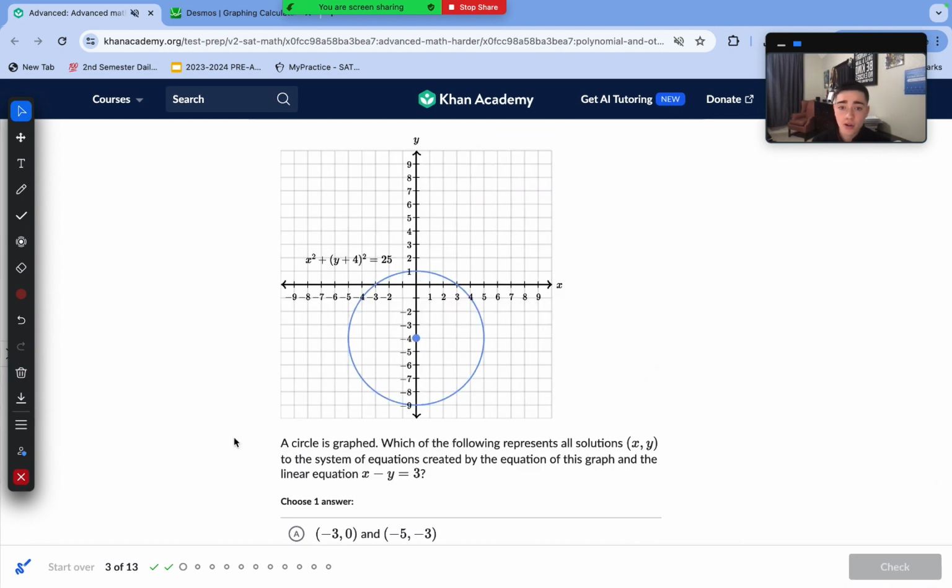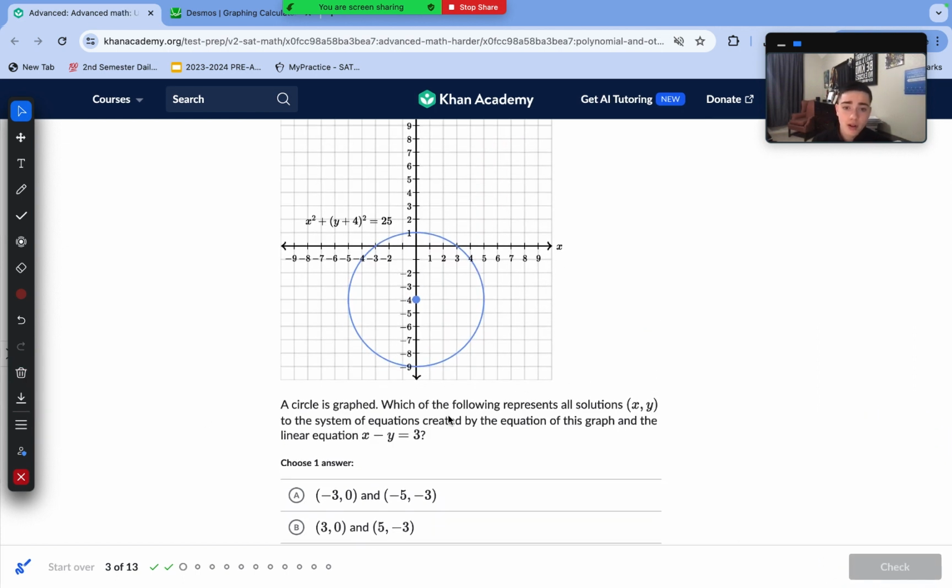Okay, we have another circle. A circle is graphed. Which of the following represents the solutions? And the linear equation x minus y equals 3. We have standard form. Let's just convert that into y equals mx plus b format. So we have negative y equals negative x plus 3. And then when we isolate the y, we are left with y equals x minus 3.